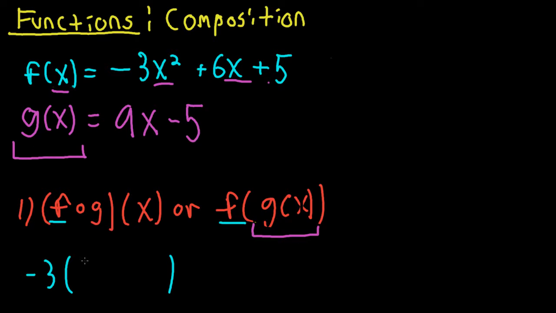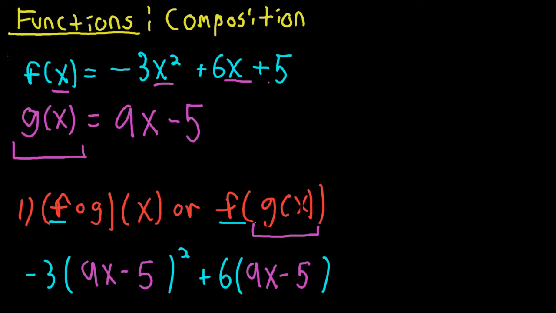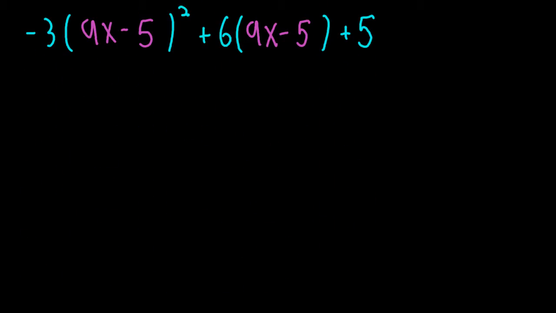So here I have 9x minus 5, and I have to make sure I write squared because this is x squared. So next I'm going to write plus 6 times g of x, again, which is 9x minus 5. And simply finish it off by writing plus 5, which is right there. Alright, now we can get started.